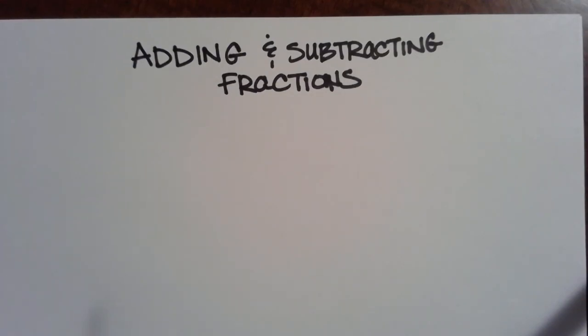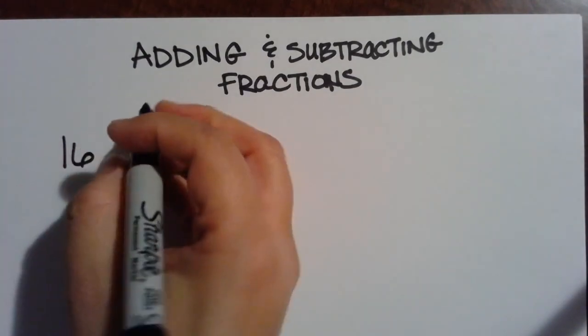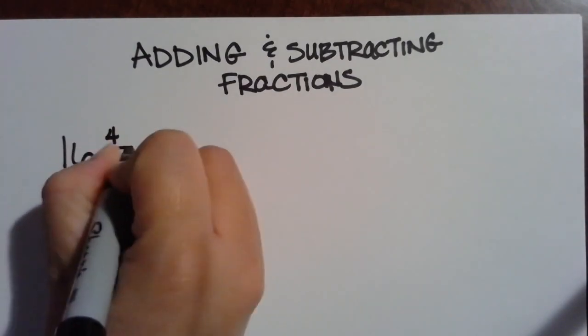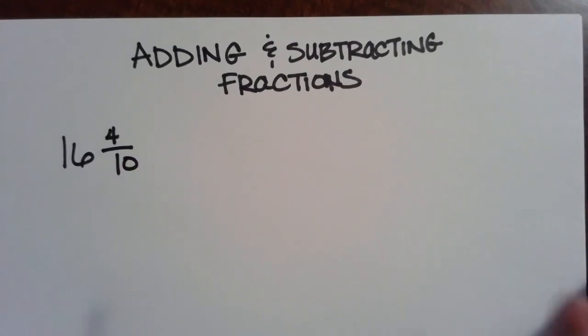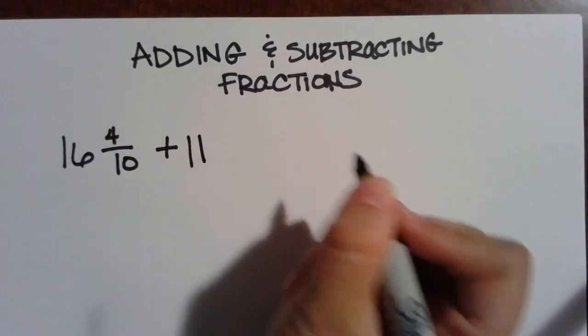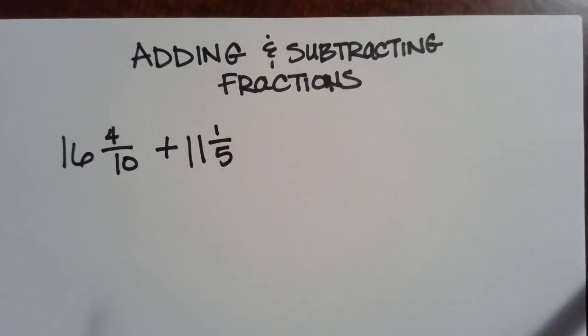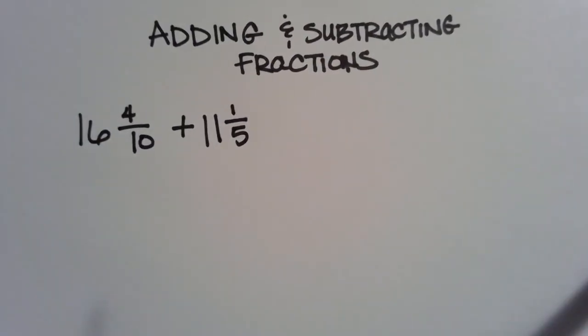Alright guys, so here is an example of what we were doing today. We are going to add 16 and 4/10 to 11 and 1/5. Okay, so just like what we did today, we're going to make our number line for each one of them.